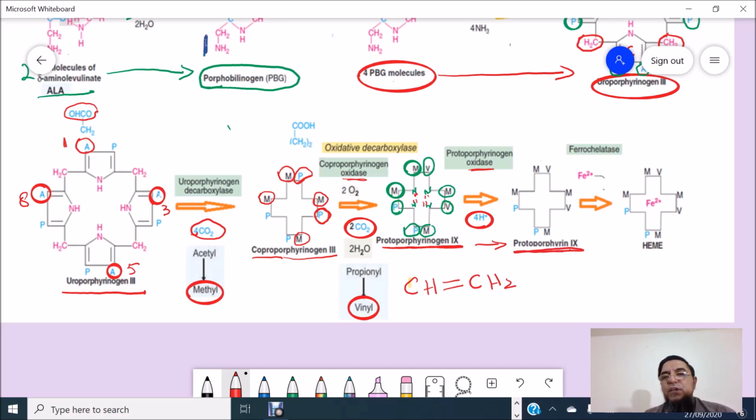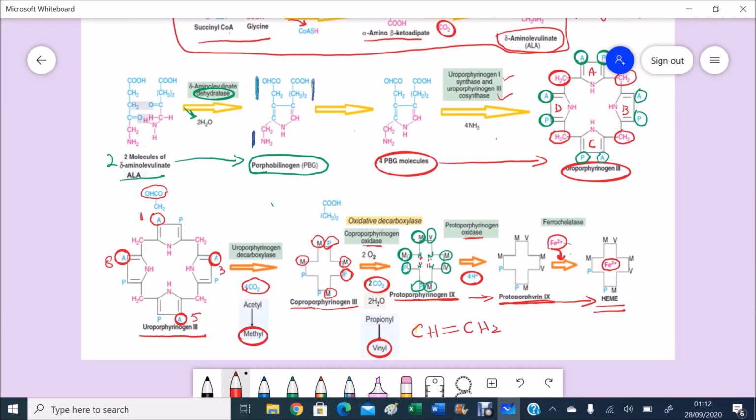The center place is free for iron. Last but not least, under the enzyme ferrochelatase, iron will come here and take the center position, and the product is known as heme. Some people pronounce this enzyme ferrochelatase differently, but they are the same. This is just a difference in pronunciation. Ferrochelatase.